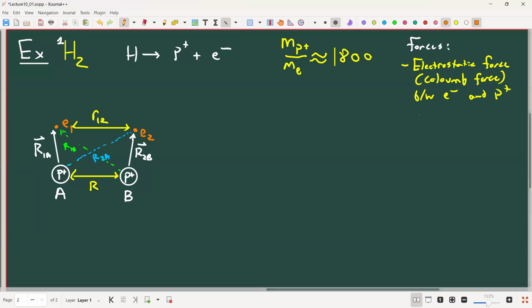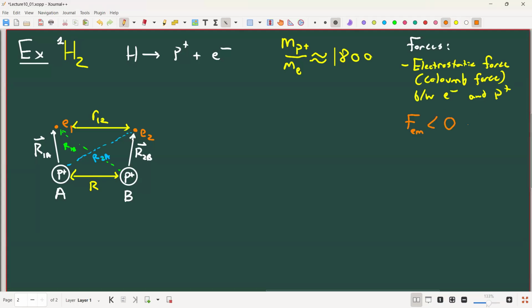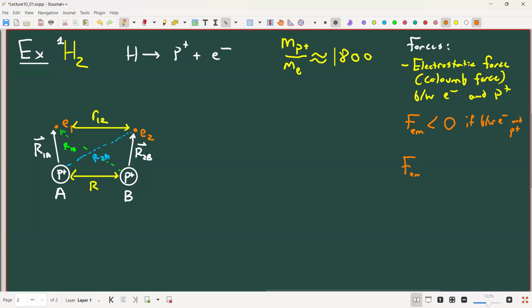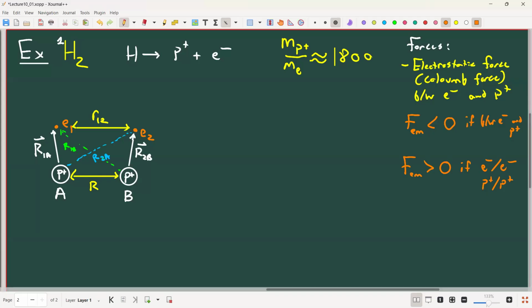We know that the electrostatic force is attractive if between E minus and P plus. Positives and negatives, opposites attract. And it's repulsive if between likes. Okay. We can write down a formula for what that force looks like and the potential energy. We're not going to do that. We'll do that later. But we can just think about this schematically.